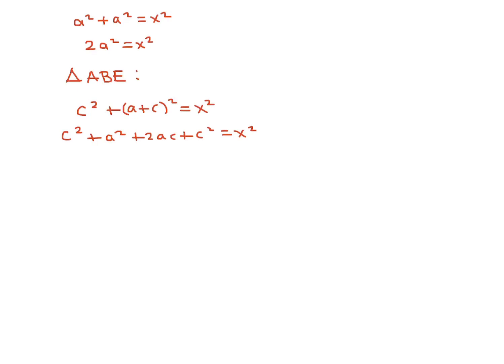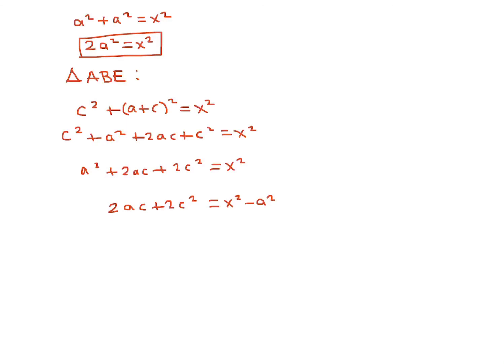And move this up a bit. And let's see how far we can get. A squared plus 2ac plus 2c squared is equal to x squared. And therefore, we've got 2ac plus 2c squared is equal to x squared minus a squared. And then we can use this point right here. X squared is equal to 2a squared, right? So that also means that a squared is equal to x squared over 2, like that.